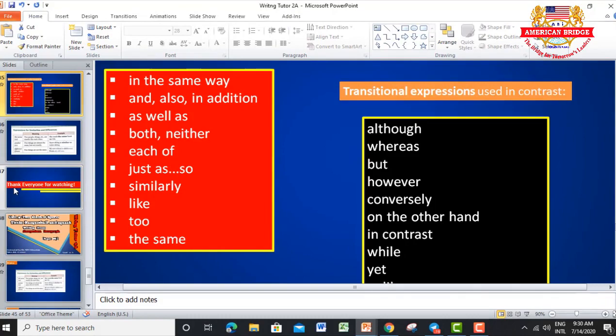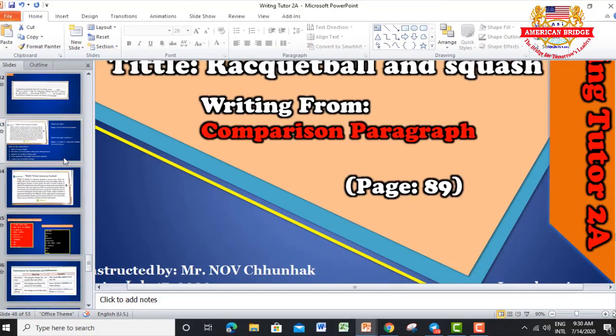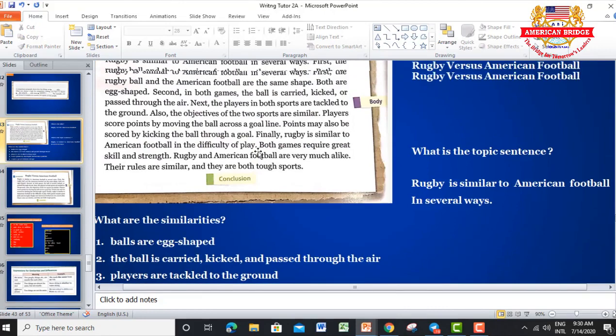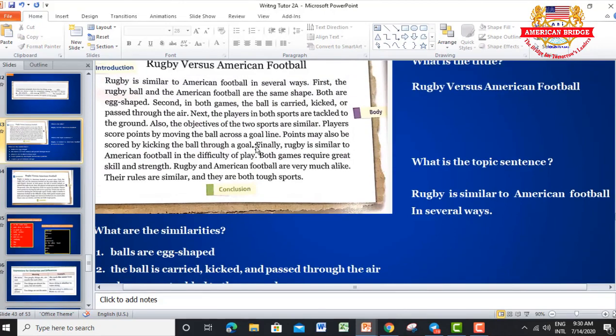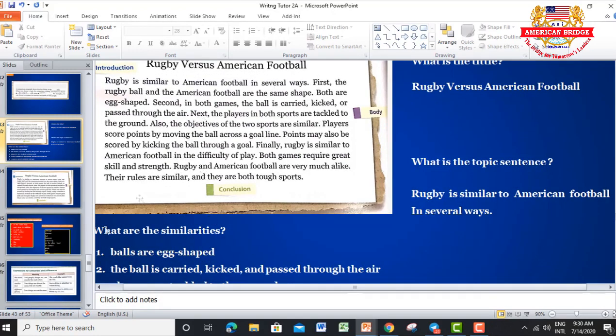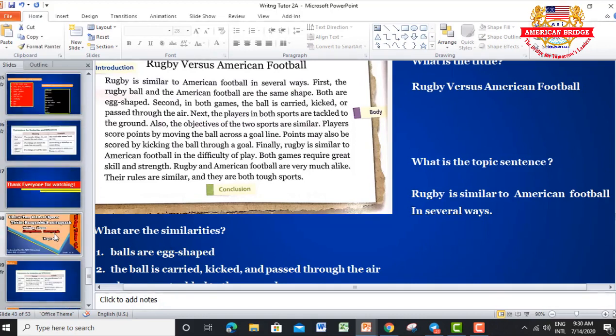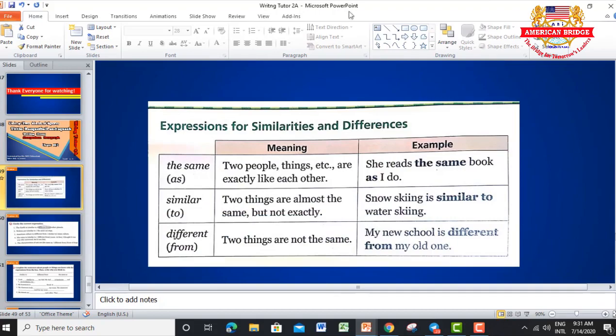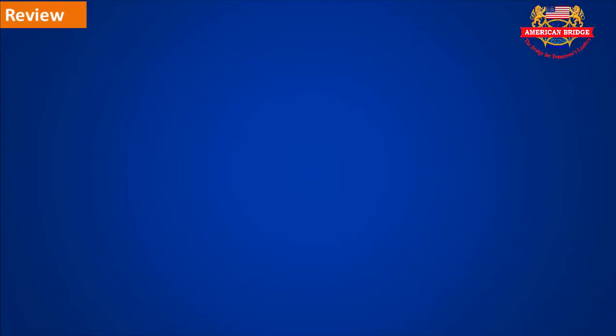Okay, so like you see the video, they also explain to you about the topic sentence, the concluding sentence, and the supporting details in the paragraph. Like you can see here, rugby versus American football. The teacher explained that the topic sentence here, rugby is similar to American football in several ways, and this is the similarities of these two sports. We can choose two sports that have no similarity to compare. Okay, so now we can start this practice, okay.